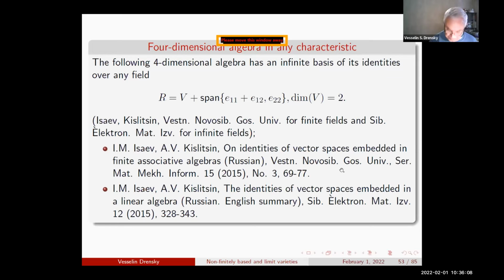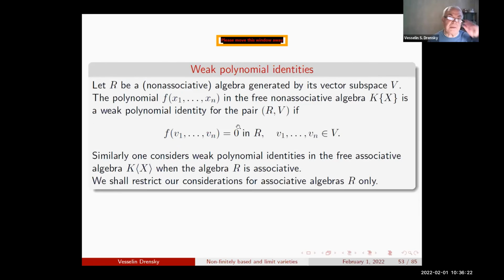But all these examples use the notion of weak polynomial identities. So you have an associative algebra or non-associative. F is a weak polynomial identity for the pair RV if it vanishes in R when you replace the variables with elements from V. Of course, you can consider the same for free associative algebras when this algebra R is associative. And further, we shall discuss what happens only in the case of associative algebras.